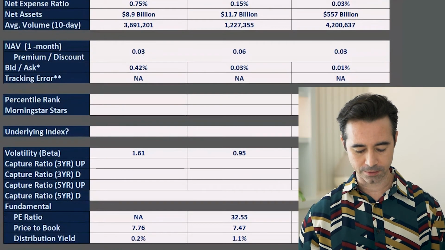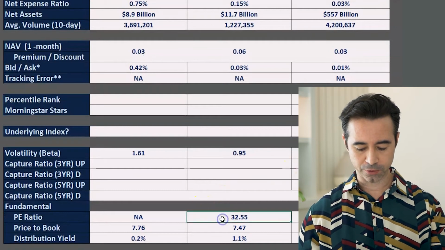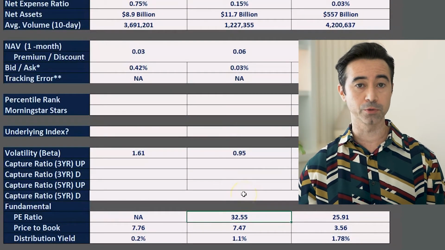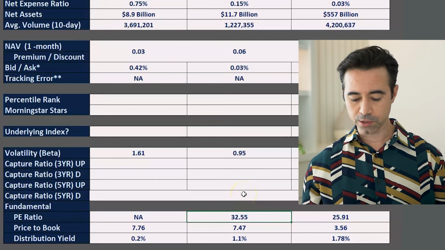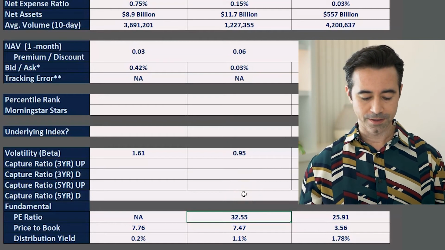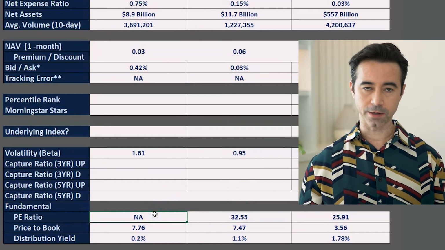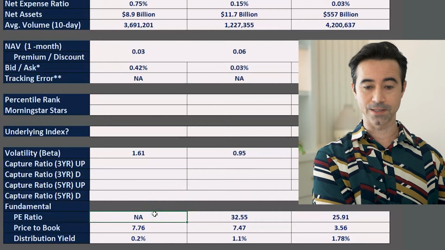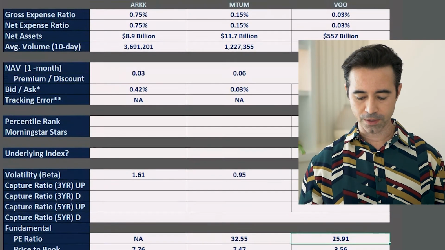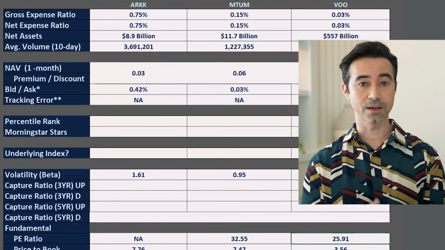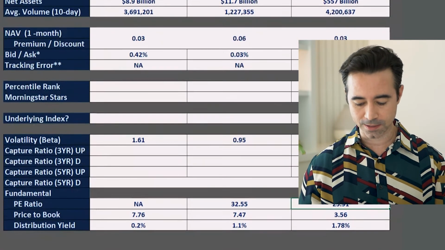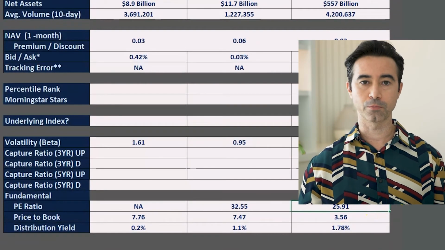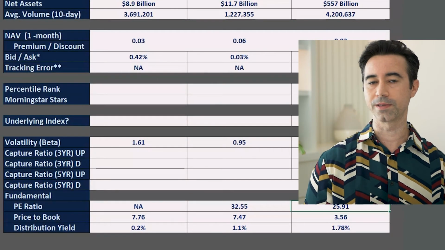And then you come down here, some interesting things like the PE ratio of momentum, MTUM, which is the momentum ETF, is 32.55. The PE ratio of ARK is 0 because it invests in companies that don't earn anything. VOO, basically the Vanguard S&P 500 tracking index, is 25.91, so it's got a lower PE.